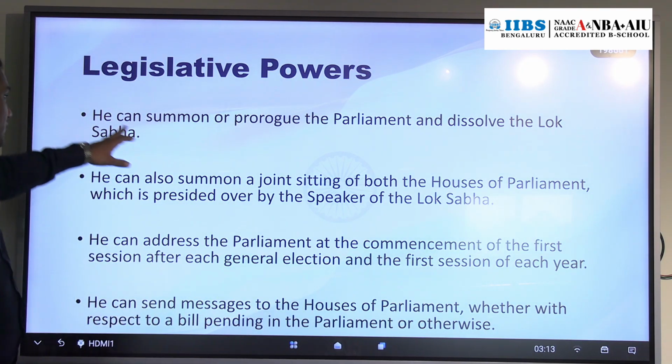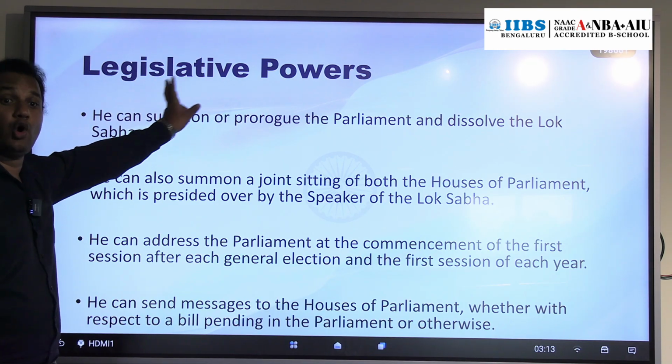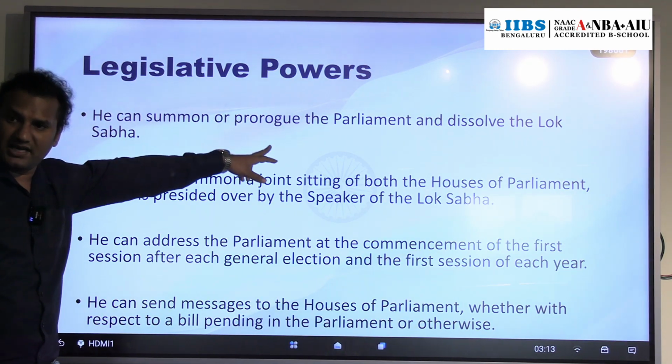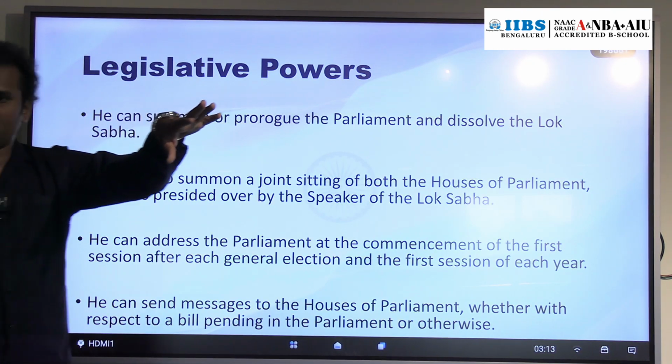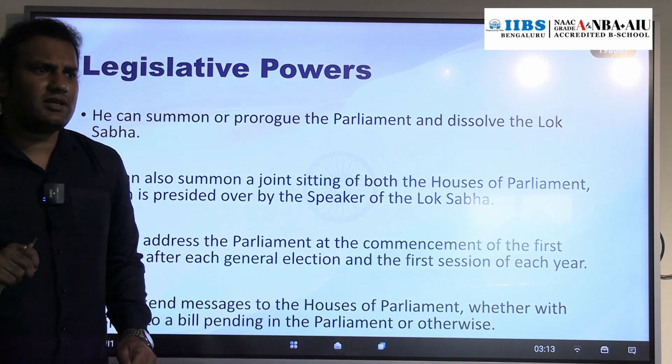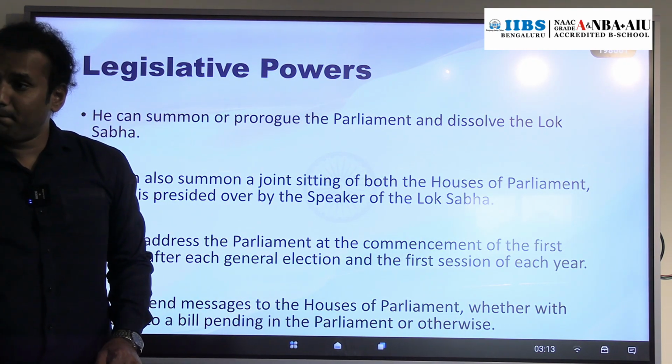Right. So who will summon the parliament? President of India. Who will prorogue the parliament? President of India. Who will dissolve the Lok Sabha? President of India. Does the President of India have the power to dissolve the Rajya Sabha? No. Rajya Sabha is a permanent house.